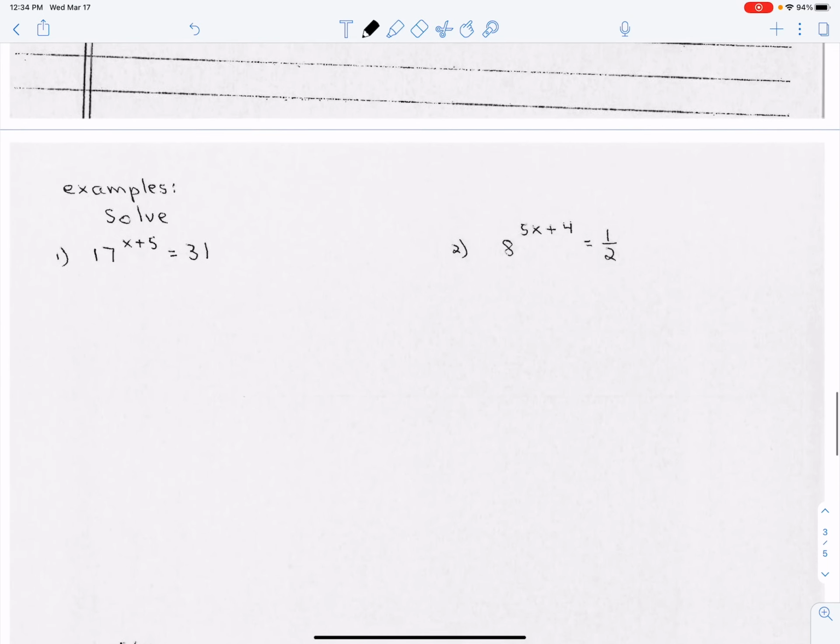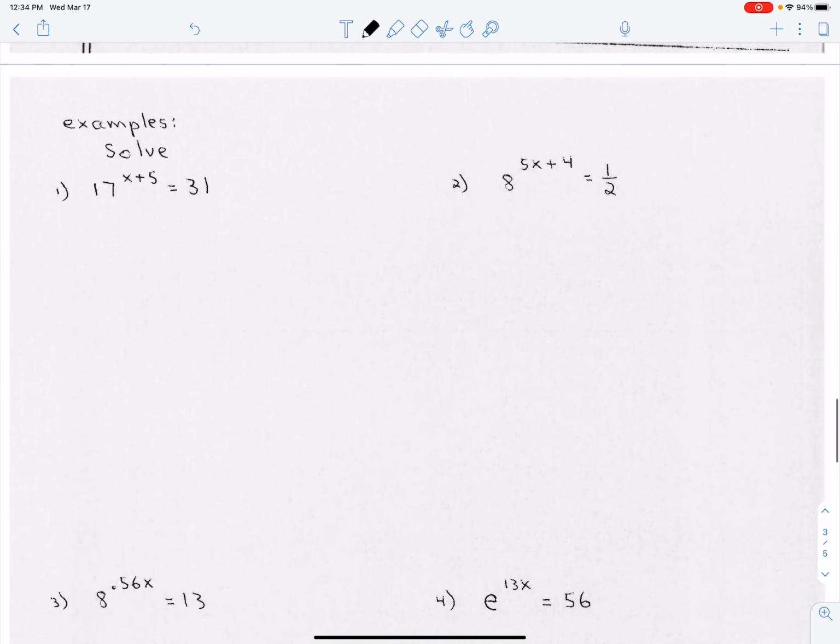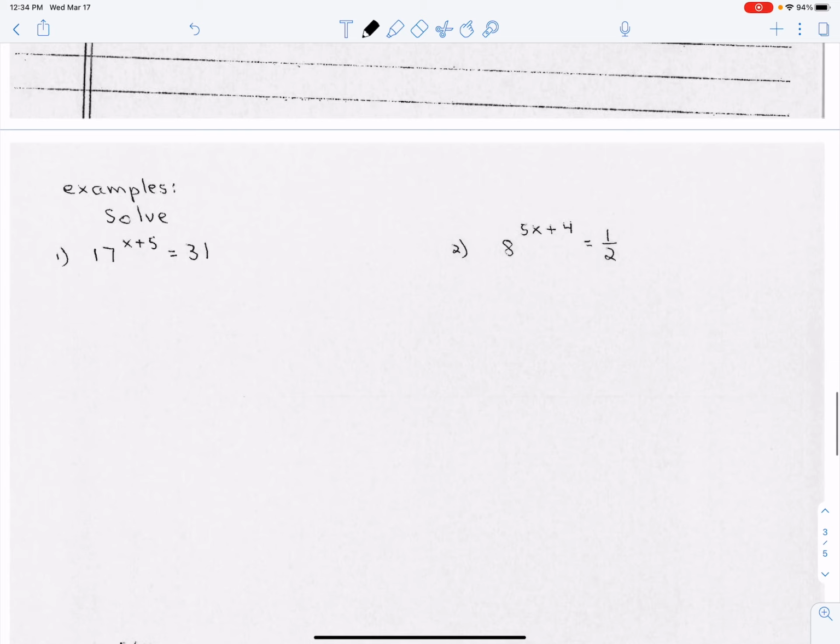Okay, so let's take a look at some examples. First of all, we can't get the base the same, so I'm going to take the log of both sides. Okay, and then I'm going to take this quantity and move it down in front of the log. So we have x plus 5 log of 17 equals log of 31.